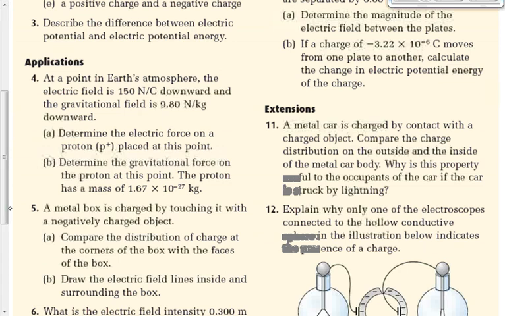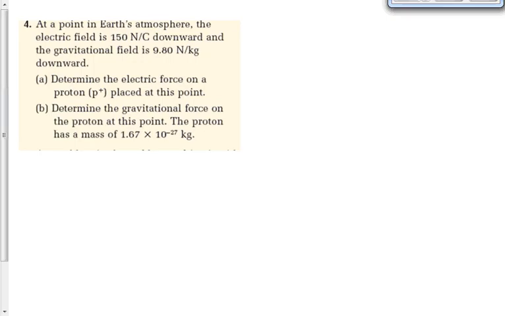Let's take a look at number 4 right now. 4 says, at a point in the Earth's atmosphere, the electric field is 150 newtons per coulomb, downward, and the gravitational field is 9.8 newtons per kilogram downward. What's the electric force on a proton at that point? What's the gravitational force at a proton at that point?